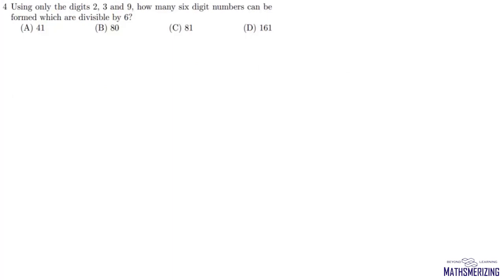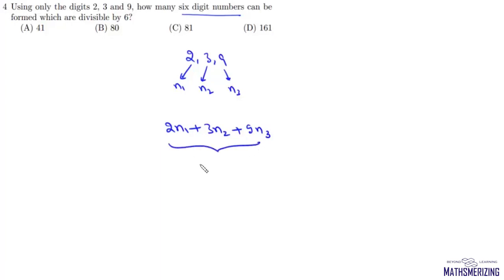Now question number 4 is, using only the digits 2, 3 and 9, how many 6-digit numbers can be formed which are divisible by 6? Now suppose we take a 6-digit number in which we have used 2 n1 times, we have used 3 n2 times, and we have used 9 n3 times. Then this number will be divisible by 6 if 2n1 plus 3n2 plus 9n3 is divisible by 3.